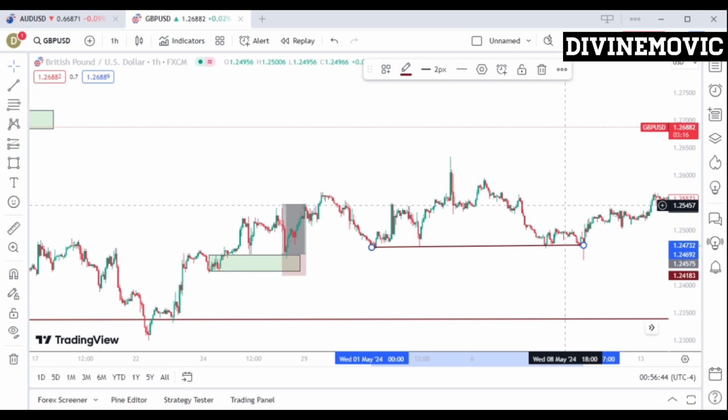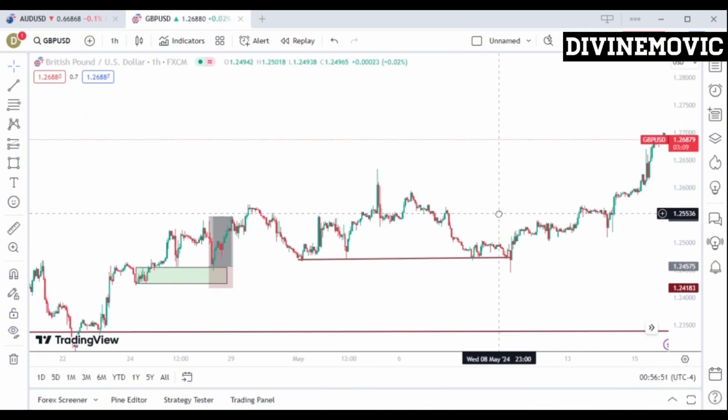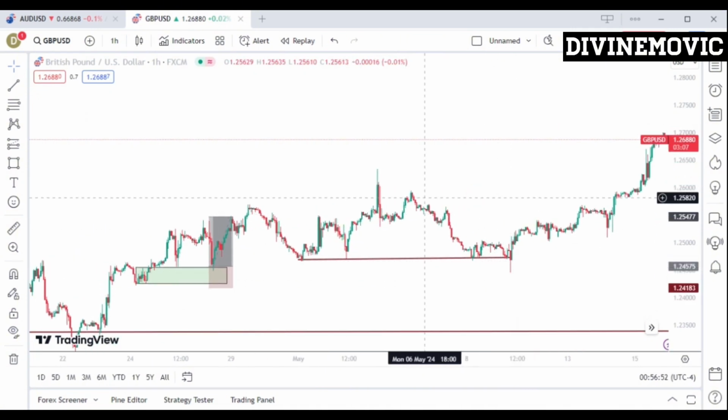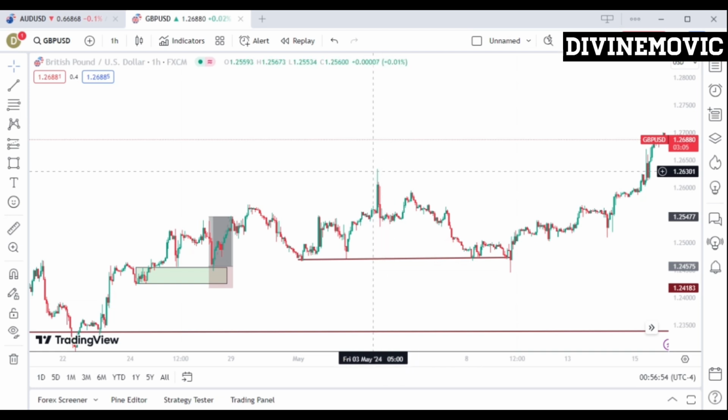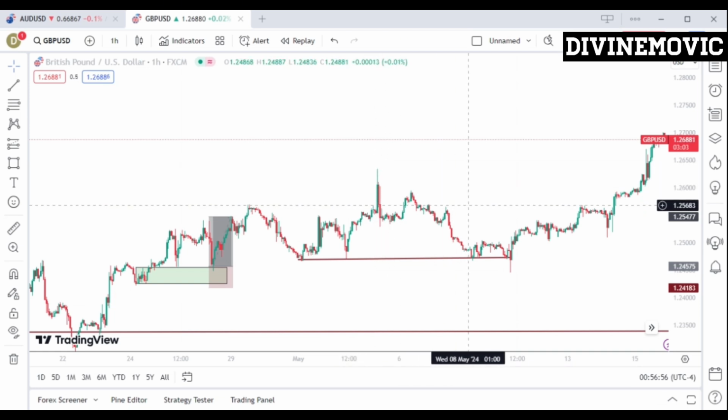Now, I've gotten confirmation from the daily time frame. I've gotten from the 1 hour time frame, which is what? Liquidity sweep. Now, when this liquidity was taken out, I knew that price was simply going to take out this swing high here. So what did I do? I started looking for my entries.